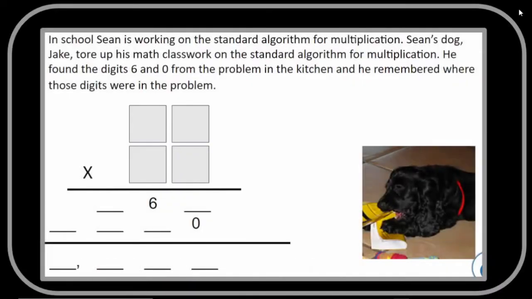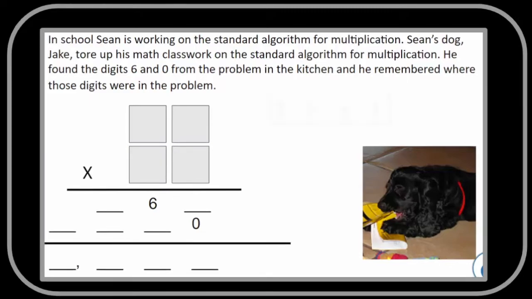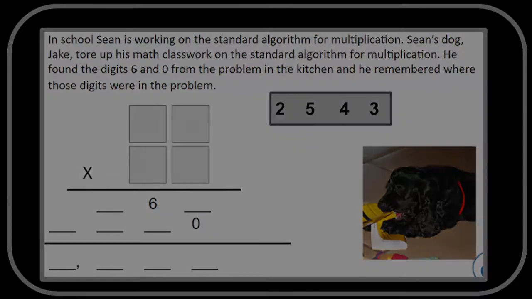In this next task, Sean's dog tore up his homework. He found the 6 and 0 and remembered where they went, and then found the digits 2, 5, 4, and 3, and remembered that they belonged in the boxes, but he wasn't sure which number went where. This task proved quite rigorous as students explored different possible combinations.